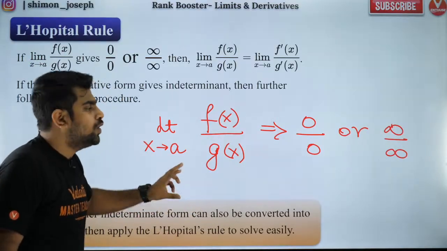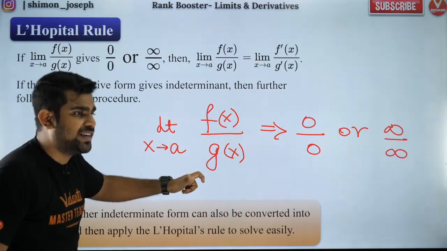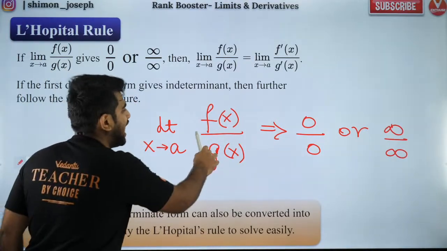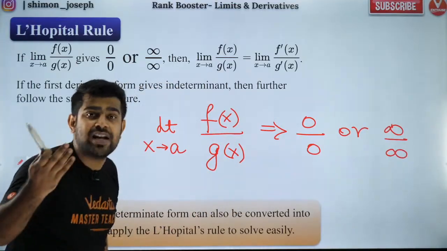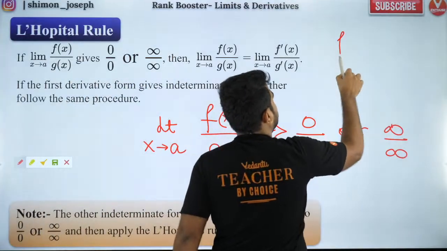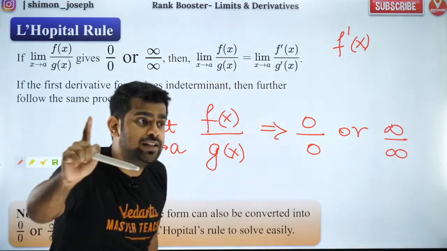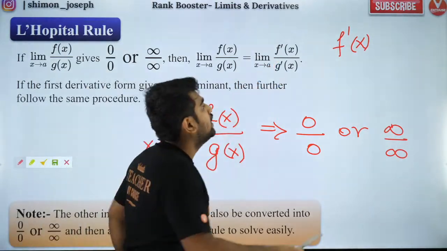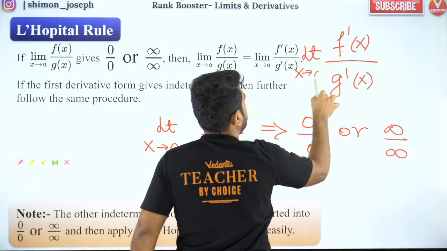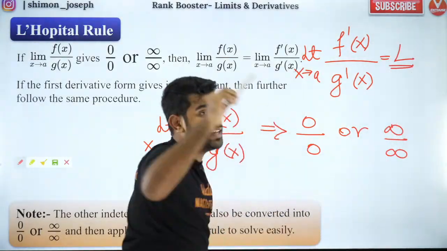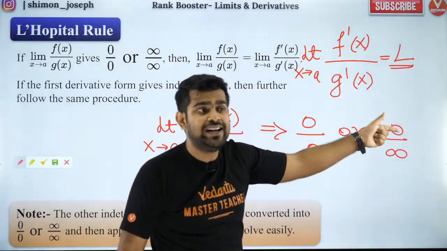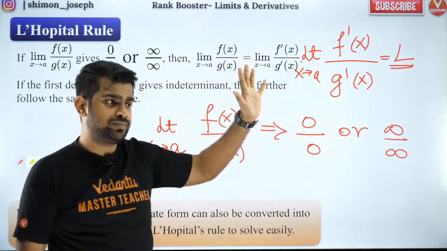Now, what is the method to solve it? The method is that you have to differentiate the numerator and denominator. I cannot solve this directly because it is 0 by 0, which is indeterminate. So I will differentiate my numerator separately, differentiate my denominator separately, and then again apply the same limit. Now you might get a finite limit. That is the answer. If you don't get it finite, again you differentiate, again you use L Hospital. Did you all get it?